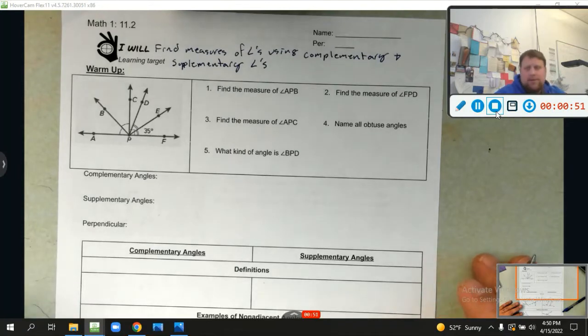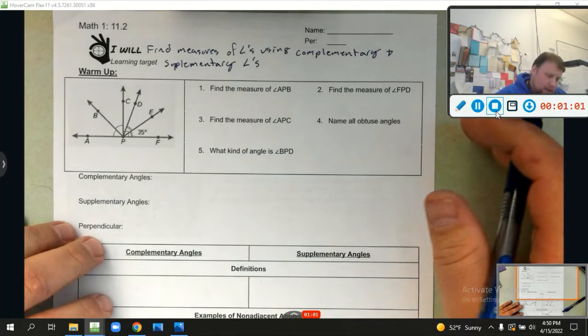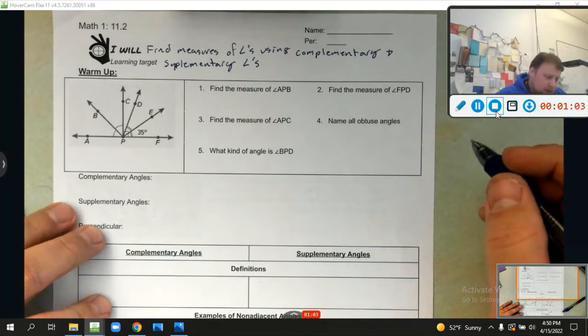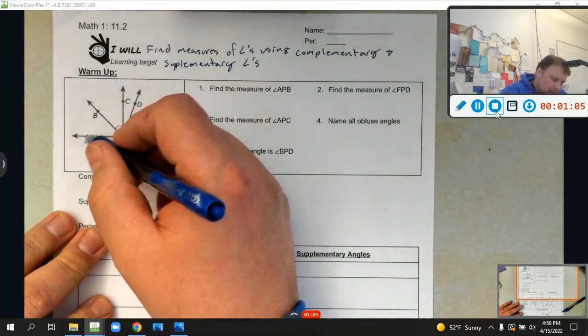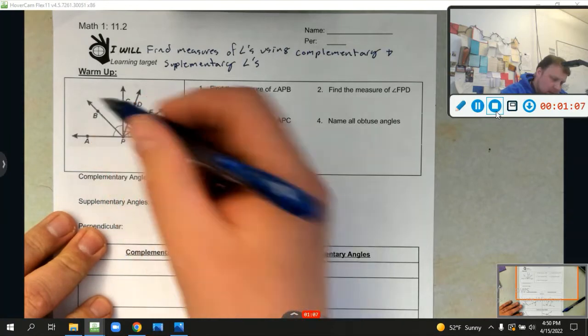Take a minute, fill in the warm-up. Pause me if you need to. Okay, I'm going to assume you paused it, tried it. Let's do it. Find the measure of angle APB. I have the angle APB.